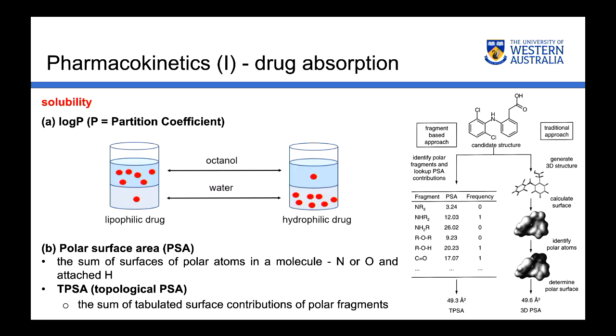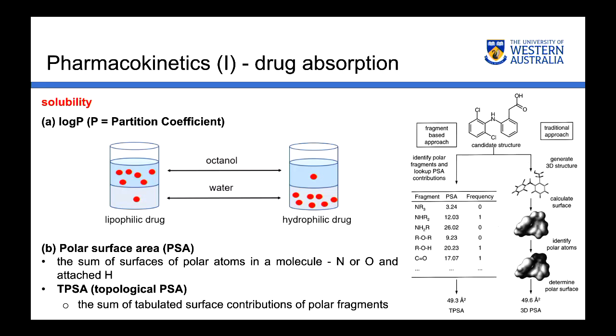The other way to look at the solubility of a drug is to measure the polar surface area. Historically, this was done experimentally, so it requires the determination of the 3D structure of the molecule, and then identifying different atoms, for example nitrogen and oxygen, and the hydrogen attached, and then you can work out the polar surface area. But there's also a computational method known as topological polar surface area.